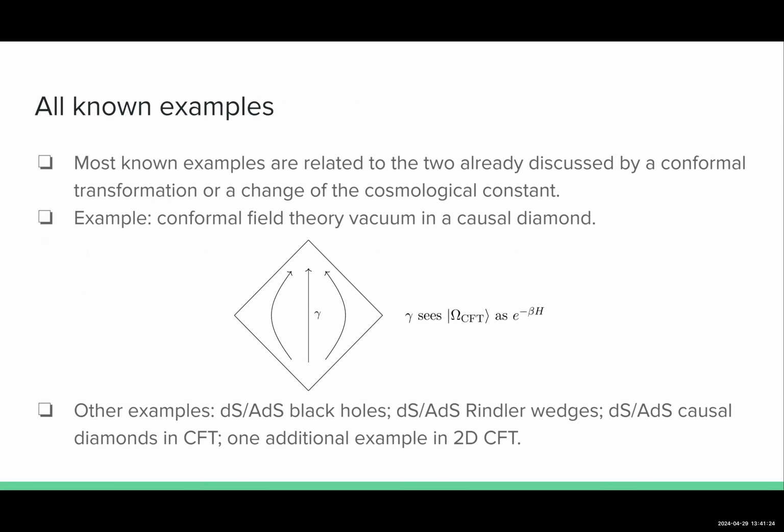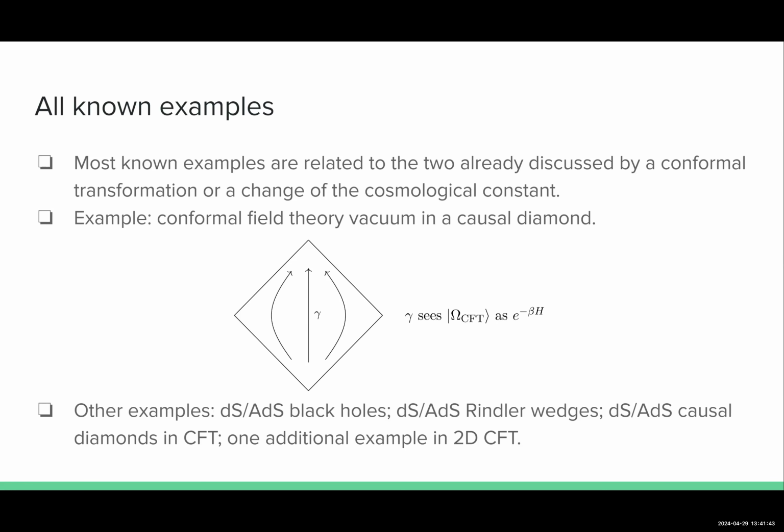All right. So I've told you that I want to ask about generalizations of this phenomenon. What I'm going to tell you first is that there are so few known examples of this phenomenon that I can fit them all on a single slide. In fact, pretty much every known example is related to the two I've already discussed, the Minkowski vacuum and the Schwarzschild black hole, by a conformal transformation or by a change of the cosmological constant.